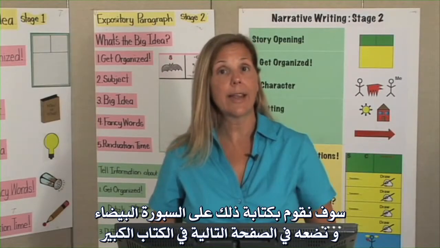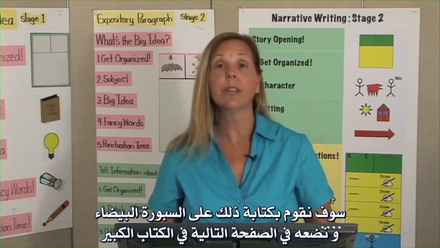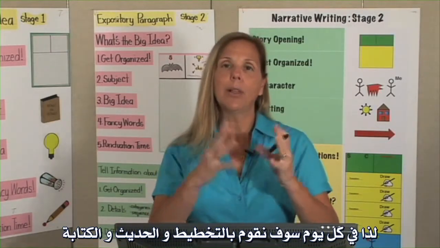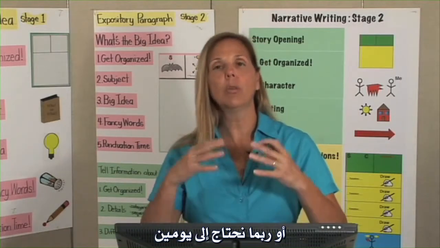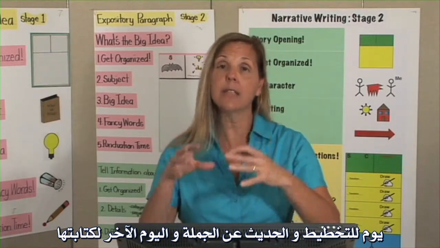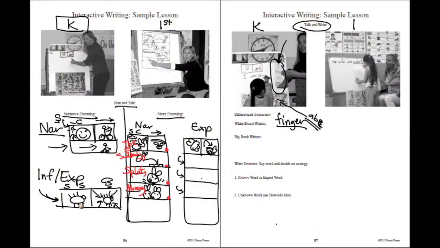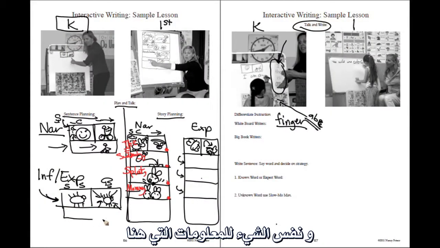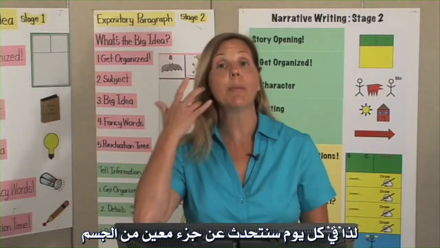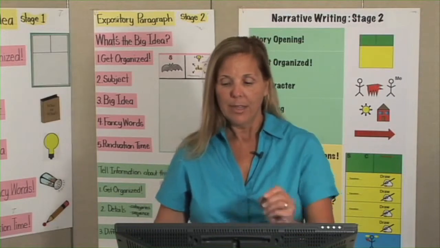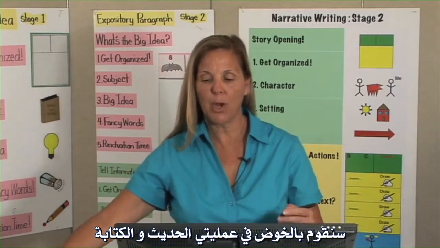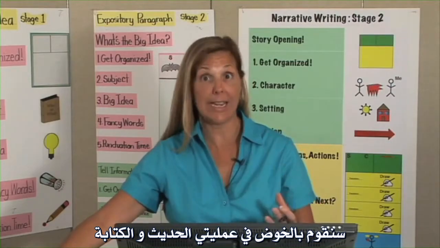Now we're going to write that out on the whiteboard and then put it in the next page in a big book. So each day we'll be planning, talking, and writing. Or maybe we need 2 days. One day to plan and talk out the sentence, the next day to write it out. And again, that was the same thing for the information here. Bugs have different body parts. Now each day we'll be telling about each body part. On page 57, we're going through the process of talking and writing.